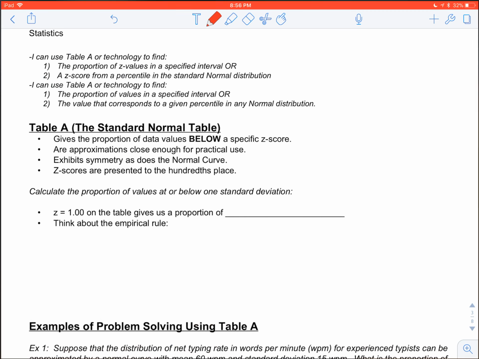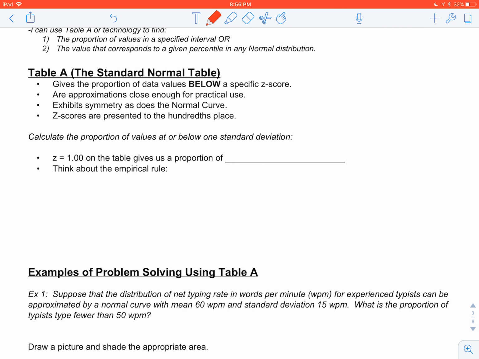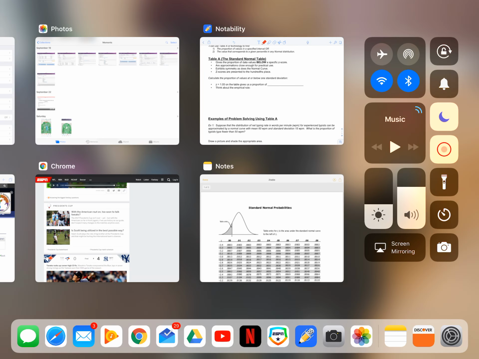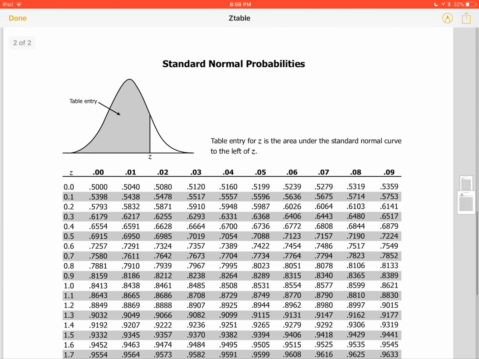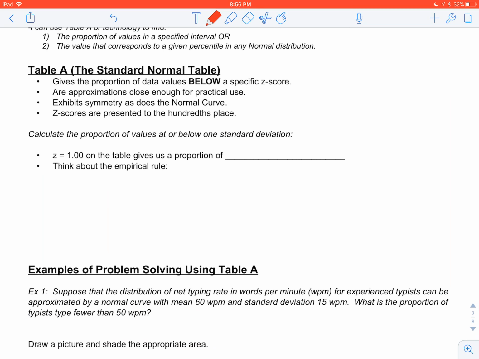Let's go back to our examples now. Let's start with just an example, z equals 1 from the table. Let's go back to our table. Go to the positive side of the table. 1.00, you're going to go to 1.0, 0.00, meet in the middle here, and it's 0.8413. I'm going to transfer that number back to our notes. So it's a proportion of 0.8413 or 84.13%.